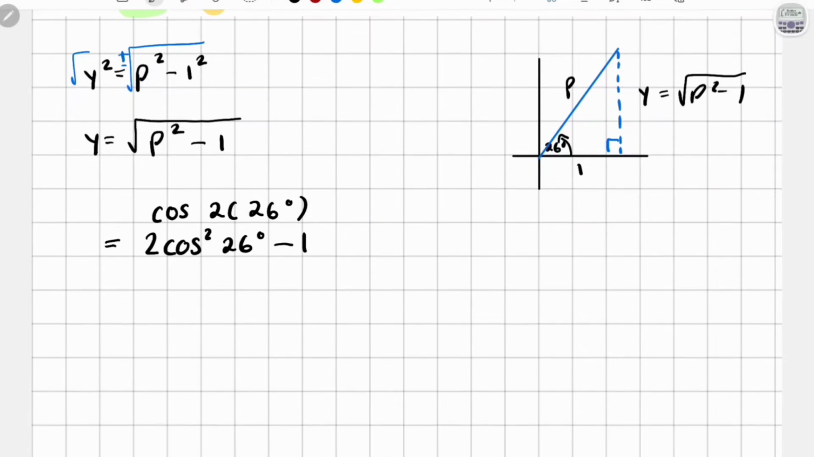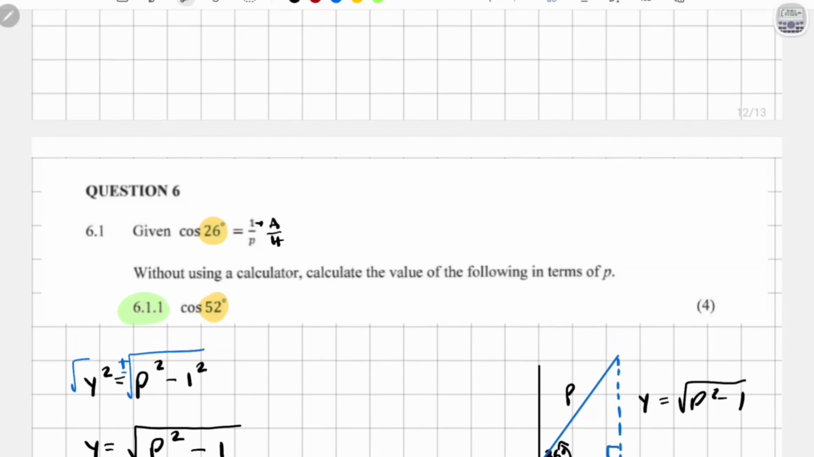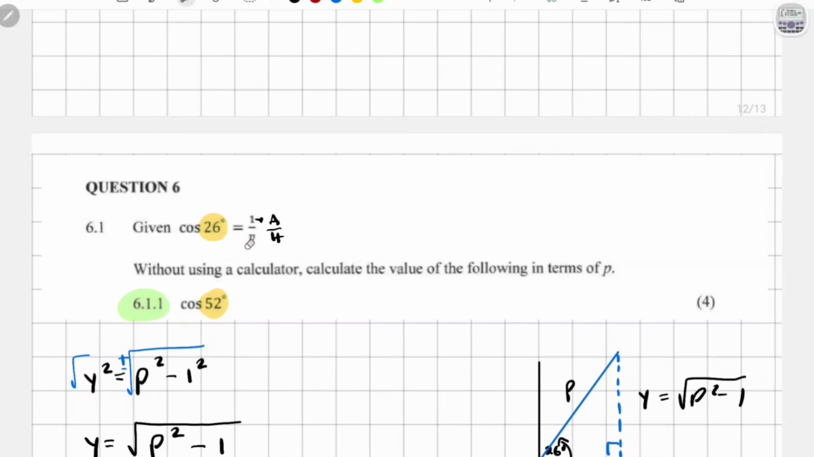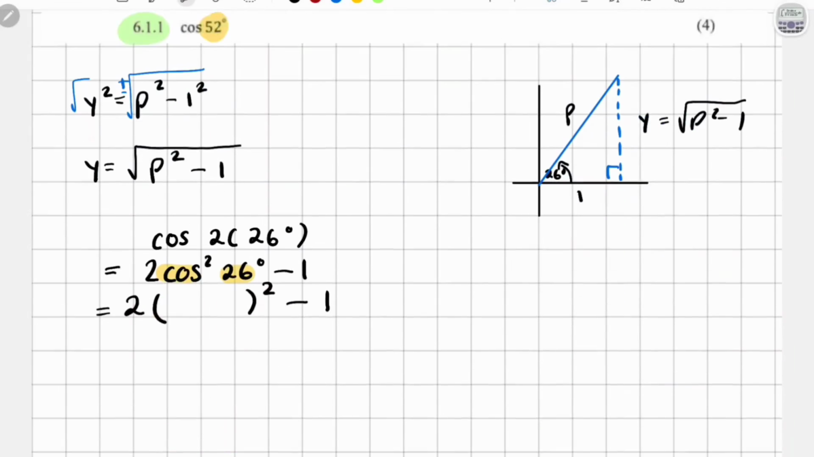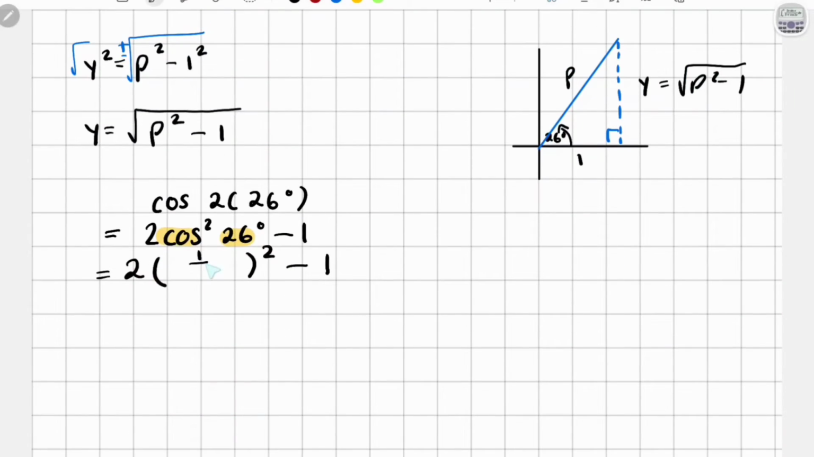Okay, so now that I have this, I just have to find out what cos of 26 is. I'm saying 2 multiplied by cos squared of 26 degrees. So whatever cos of 26 degrees is, I'll find that and I need to square that. Then of course minus 1. So we just have to find what cos of 26 degrees is, which we already know from the beginning. It's 1 over p. Okay, so you see, choose the one that would be in your favor. I chose that because I had cos. So that is 1 over p.